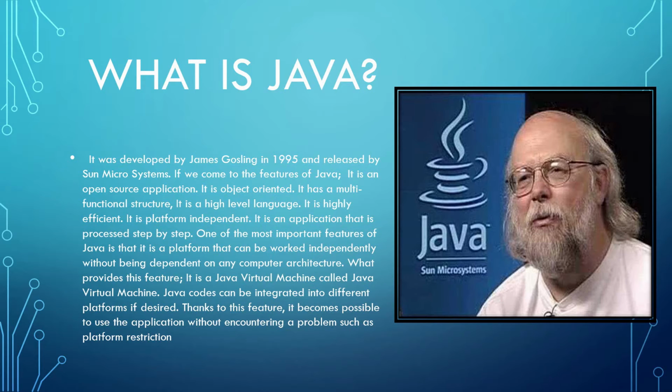If we come to the features of Java, it is an open source application, it is object-oriented, it has a multifunctional structure, it is a high-level language, it is highly efficient, it is platform independent, it is an application that is processed step by step. One of the most important features of Java is that it is a platform that can be worked independently without being dependent on any computer architecture.